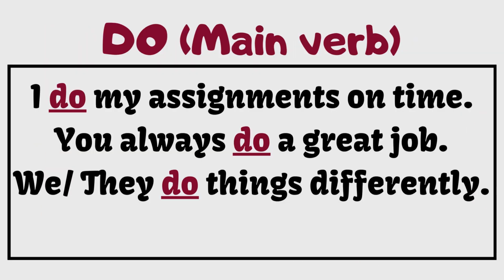Here are some examples with do as the main verb. I do my assignments on time. You always do a great job. We do things differently, or they do things differently. The main verb used here is do. You don't get to see a second verb here.